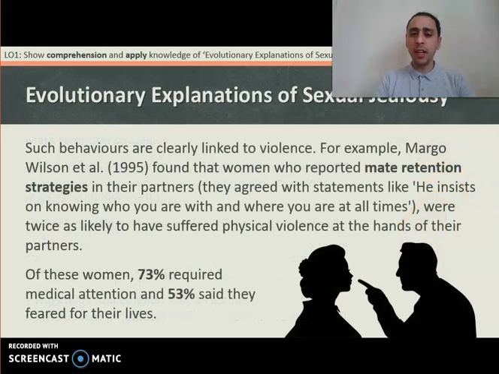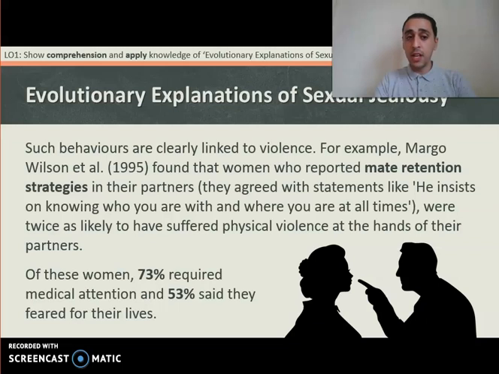Such behaviors are clearly linked to violence, and they're not nice to see today, if I'm honest. For example, Margot Wilson et al. in 95 found that women who reported mate retention strategies in their partners, so they agreed with statements like, "he insists on knowing who you are with and where you are at all times," were twice as likely to have suffered physical violence at the hands of their partners.